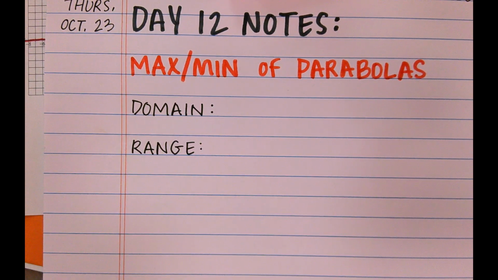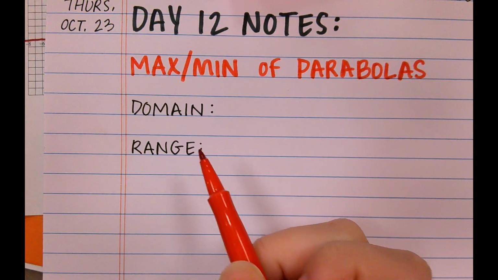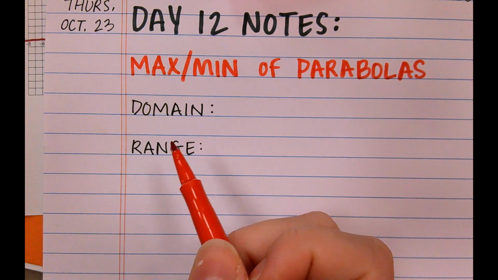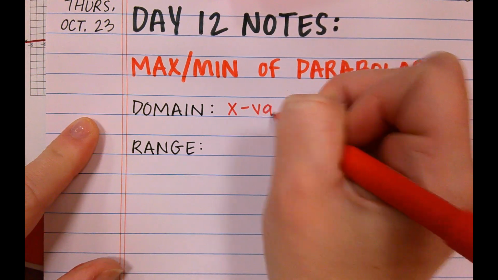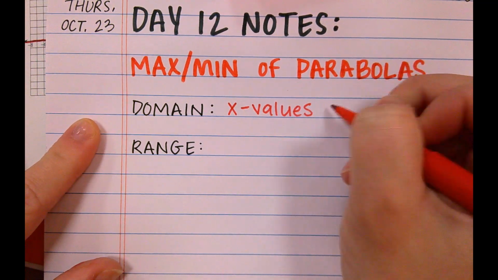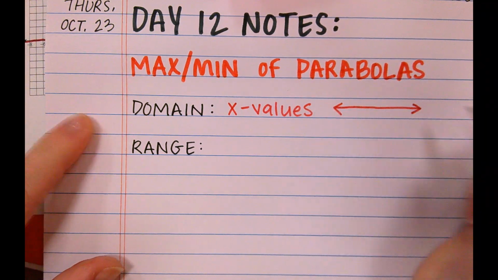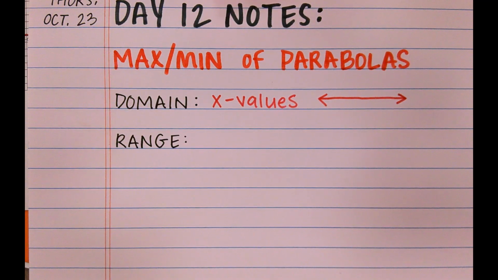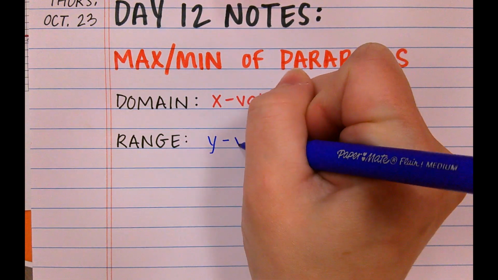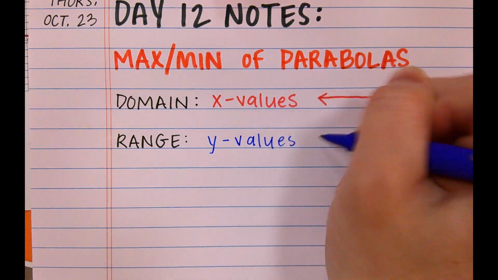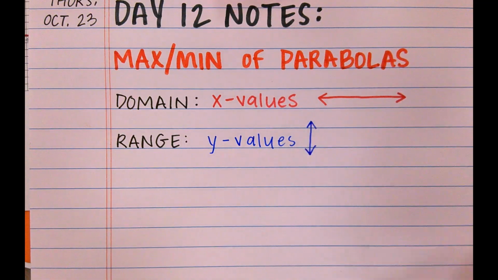Domain is the span of the x values from left to right. So it's the minimum x value on the graph all the way to the maximum. So domain is the x values, and it's from left to right. So range will be our y values, and that will go up and down.